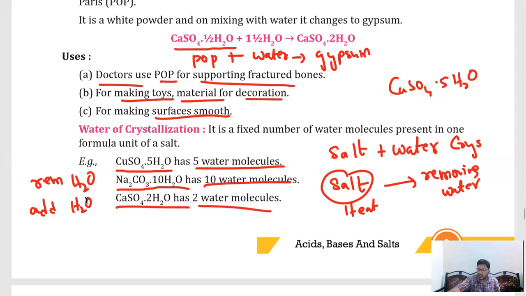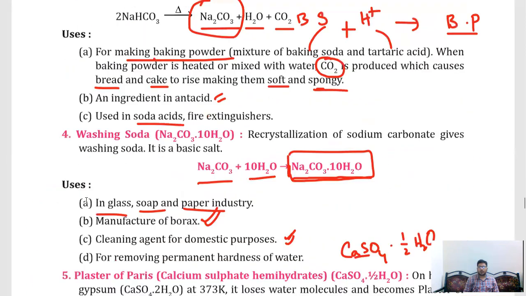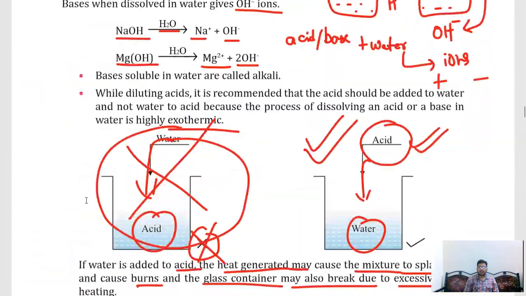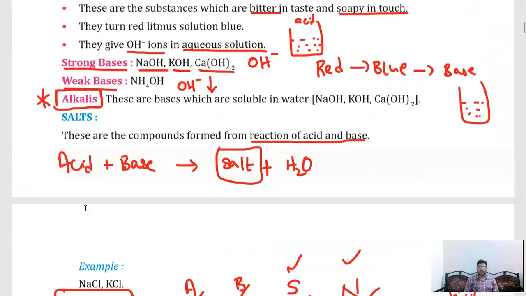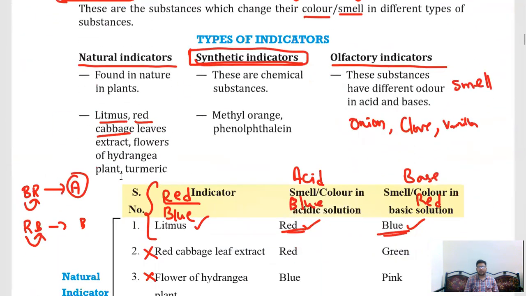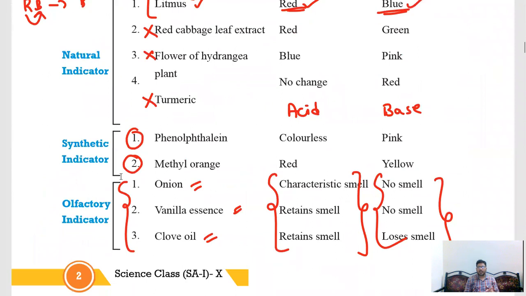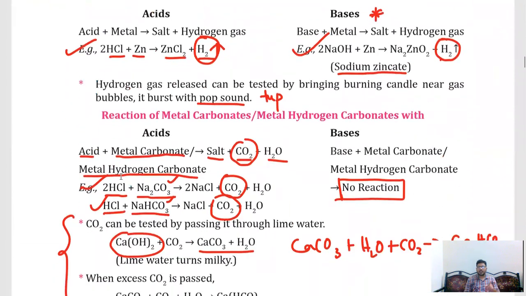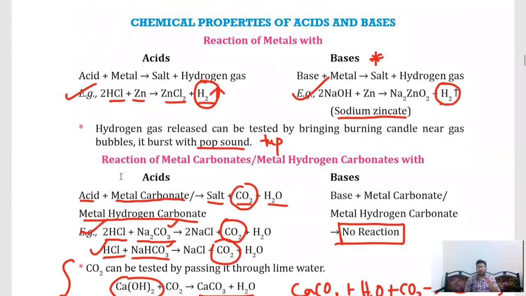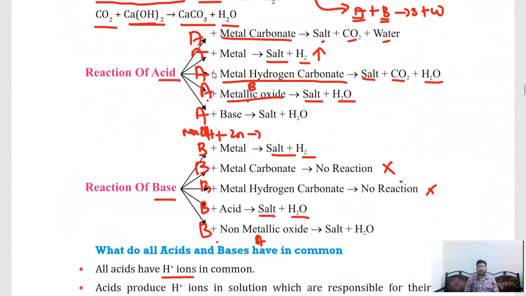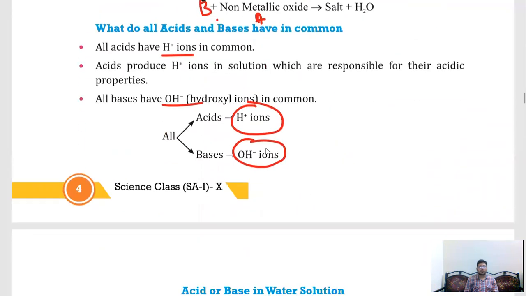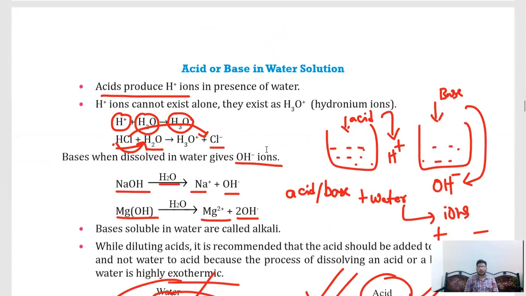So these are the topics which are present in acids, bases and salts. In this lecture, we have discussed physical properties of acids, bases and salts, types of indicators, 3 types. What are the color changes we can find using indicators, and chemical properties which are most important. Here a small flowchart you can find. Acids and bases reacting with metals, metal carbonates, metal hydrogen carbonates, metal oxides, non-metal oxides and bases. And we have seen what all acids and bases have in common, H plus and OH minus ions.